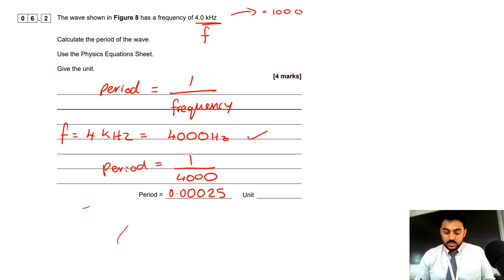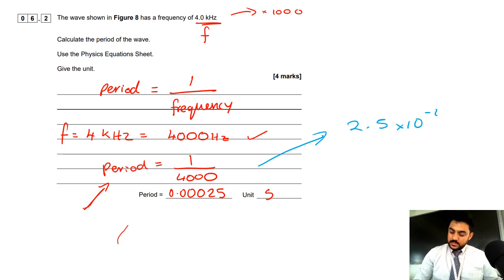Okay. And what's the units for period? Well, period is actually a time. It's called a time period. So the unit is seconds. Now, the answer that you might get in your calculator might look like this. 2.5 times 10 to the minus 4.